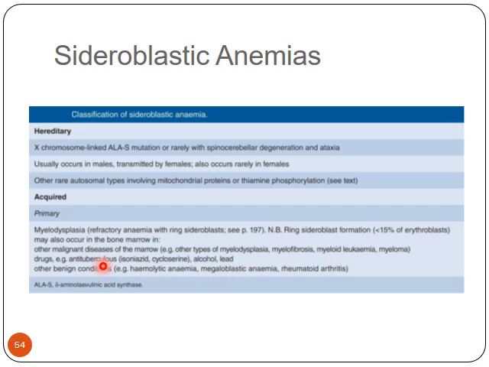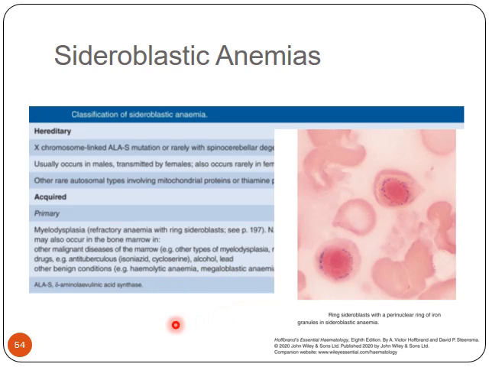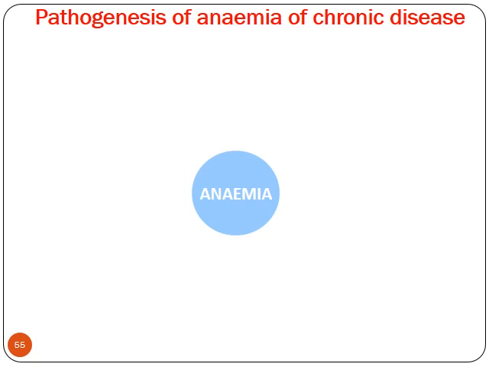Drugs such as anti-tuberculous drugs, as we mentioned, isoniazid and cycloserine, alcohol, lead, or other benign conditions such as hemolytic anemia, megaloblastic anemia, or rheumatoid arthritis. This is the ringed sideroblast, as we have seen, with a peculiar ring of iron granules over the sideroblastic anemia. Treatment of sideroblastic anemia is, of course, treating the cause of the secondary or the acquired.